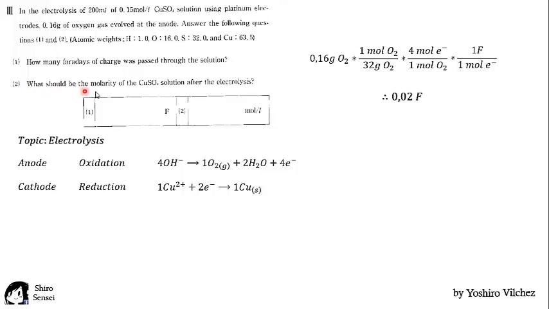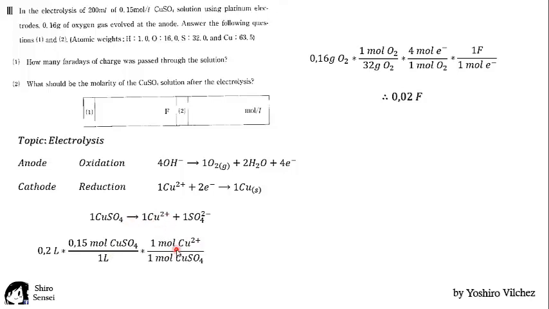What should be the molarity of copper sulfate solution after the electrolysis? So we know that the copper sulfate dissolves into water into copper 2 plus ion and sulfate ion, but by electrolysis some of the copper ion was converted into solid copper, so the concentration of this solution will decrease after the electrolysis. We can find the initial moles of copper 2 plus from the information given by the problem, multiplying the volume 0.2 liters and the molarity 0.15 mol per liter, and by equivalence from this ionization reaction 1 mole of copper sulfate gives 1 mole of copper ion, and finally we get 0.03 moles of copper ion. Now this is the initial moles.